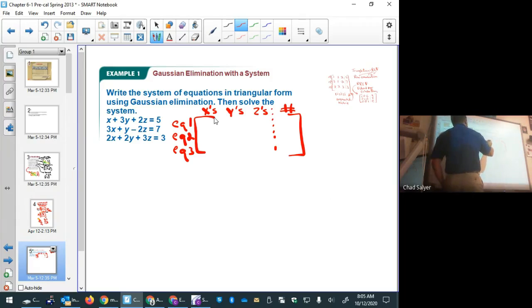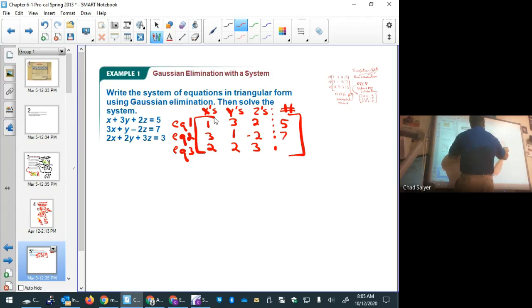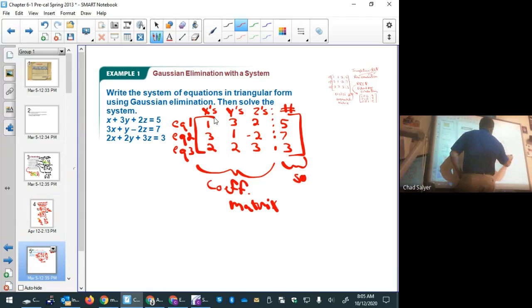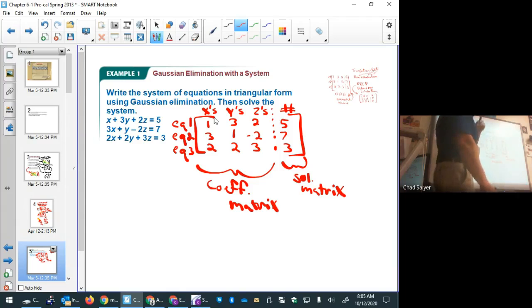So the coefficients for the variables, rather, are as follows: 1, 3, 2; 3, 1, 2; 2, negative 2, 3; and 5, 7, 3. So this part is the coefficient matrix. This part is the solution matrix. And we've squashed them together, augmented them together in this way.